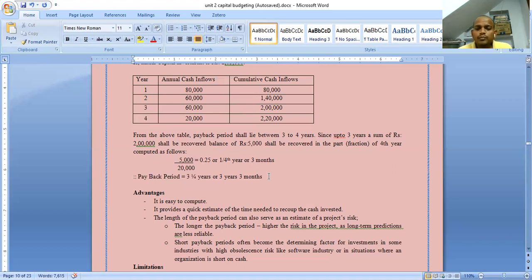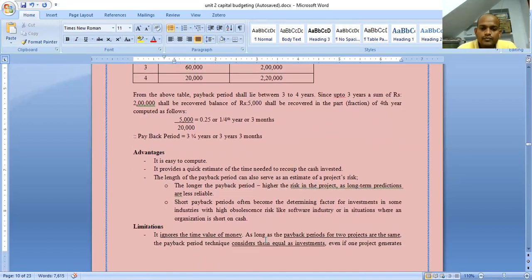So what the payback period suggests is, if the payback period is less when compared to other projects, consider the project with the shorter payback period. Because whenever the period extends, risk will also be there, uncertainty will also be there.